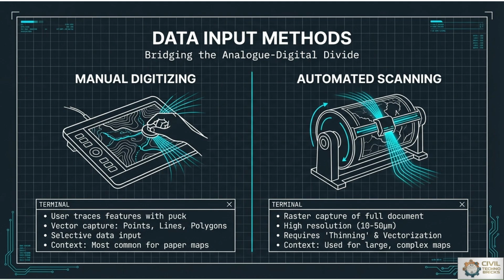So data can be primary or secondary. For primary, we can collect data from field surveys, and for secondary, we can collect the data from existing maps. So all these types of data are used in civil engineering for topographic mapping and site analysis. Manual digitizing and automated scanning are two methods where we can bridge the gap between the analog to digital divide. They are the data input methods, and both methods work together or separately for the civil engineer domain.